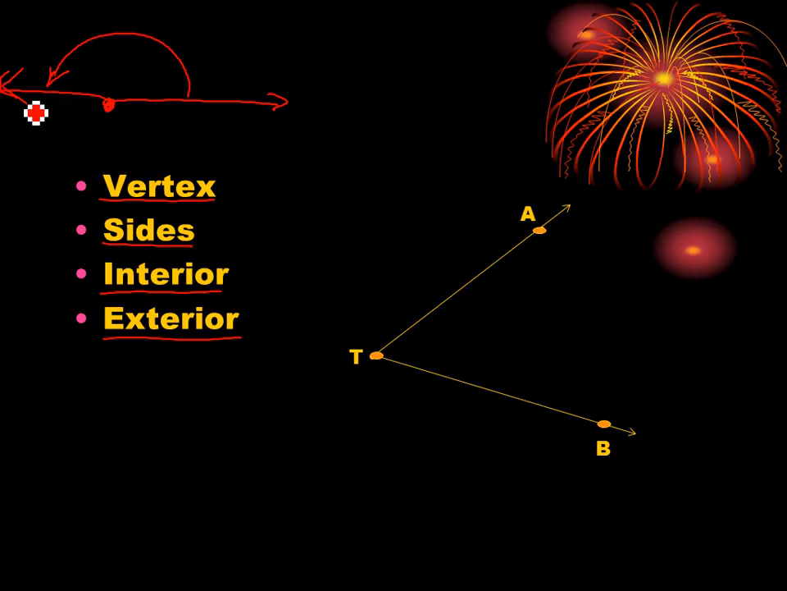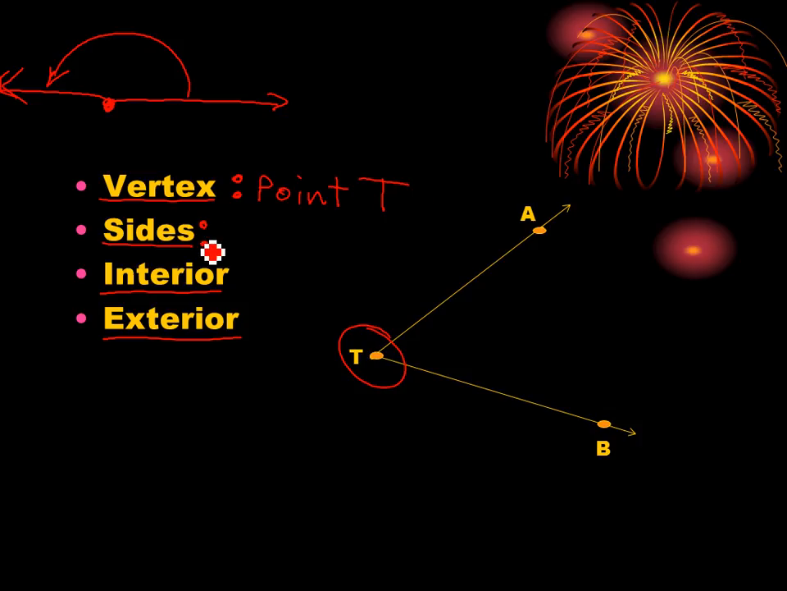Vertex of the angle. Where do you think the vertex of the angle is? Does anybody know that part? Vertex of the angle is where the two rays come together. So in this case, the vertex is point T. Point T. Vertex is where those two rays always come together.